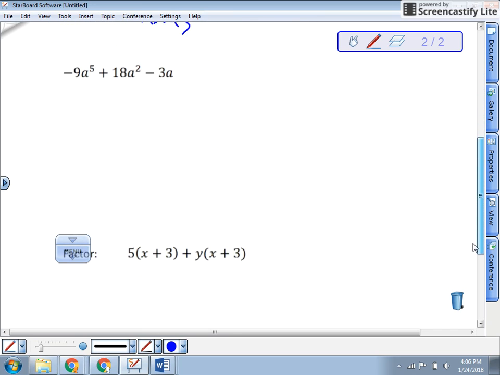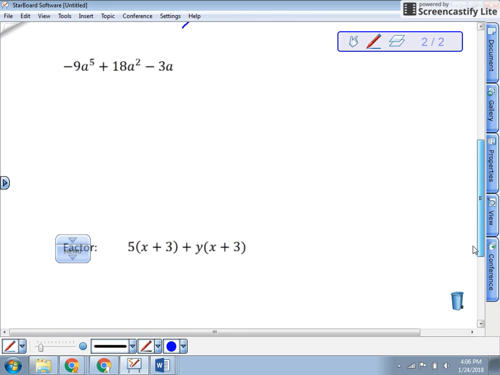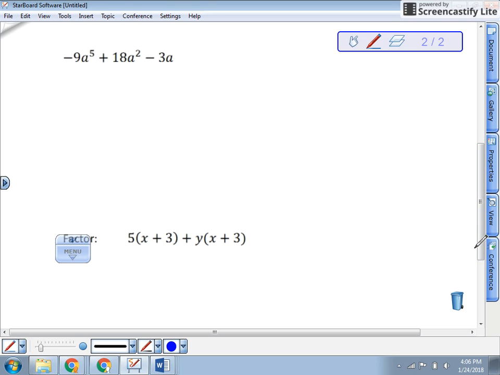All right, the next one, 3 terms. Now if the leading term is a negative, the first thing that you might want to do is just take out the -1. As you get better, you can do it in one step. But right now, I'm just going to rewrite this as -1. Then I'll put the parentheses. If I take out a -1, -1 times what would give me -9? Well, that'd be 9a to the 5th.